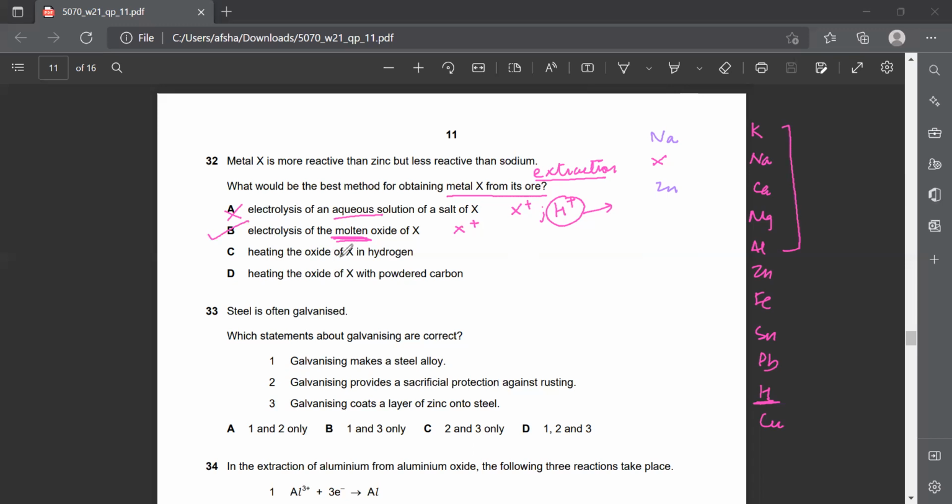Absolutely correct. Heating the oxide of X in hydrogen: I told you that the ones from here downwards can be extracted by a reducing agent, but X belongs to this particular category, so it cannot be extracted by a reducing agent. That's wrong. Heating X with powdered carbon: carbon is again a reducing agent, hydrogen is again a reducing agent. So just like option C is incorrect, option D will also be incorrect. So the answer to question number 32 is option B.